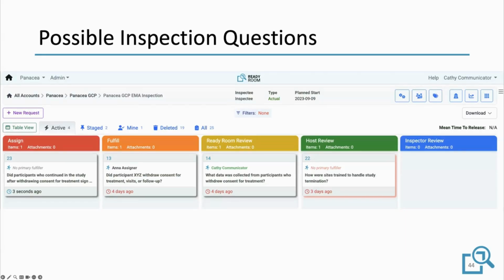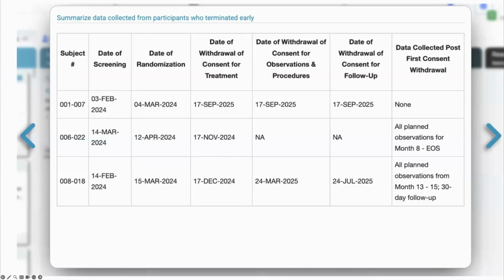Yeah, thanks, Denise. So very quickly, you might get asked by an inspector how sites were trained to handle participants' issues when they wanted to withdraw consent. Or you might get asked what data was collected from participants who withdrew consent for treatment. And this is the kind of storyboard that I might put together, summarizing all of the participants who withdrew consent, what they withdrew consent for, the dates that happened, and any data that was collected after their first consent withdrawal, just so that you would have that ready to present to an inspector.